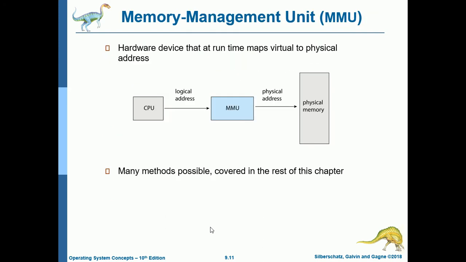So next we have the memory management unit, or the MMU. It is a hardware device that at runtime maps virtual to physical addresses. The CPU produces a logical address, and the memory management unit maps the virtual to the physical address. That is its responsibility. This physical address is where, for example, the data will be put in the physical memory. Many methods are possible, covered in the rest of this chapter.